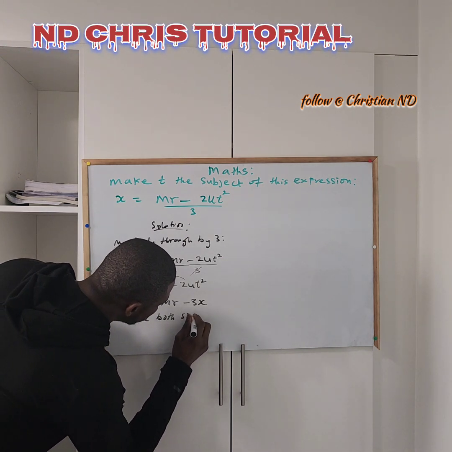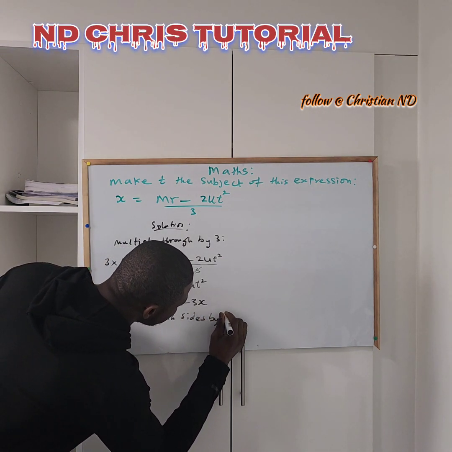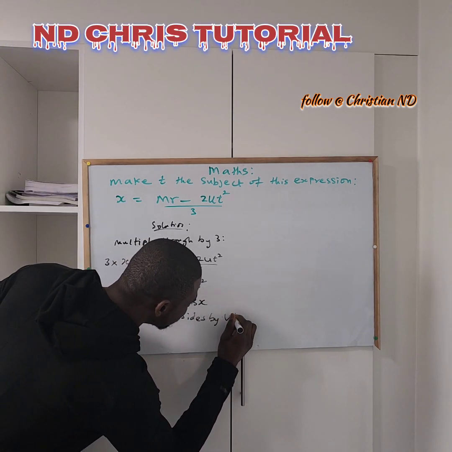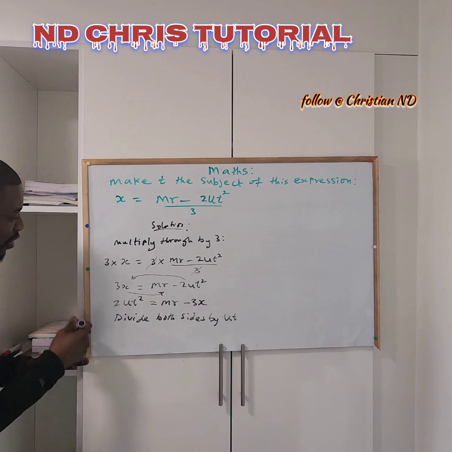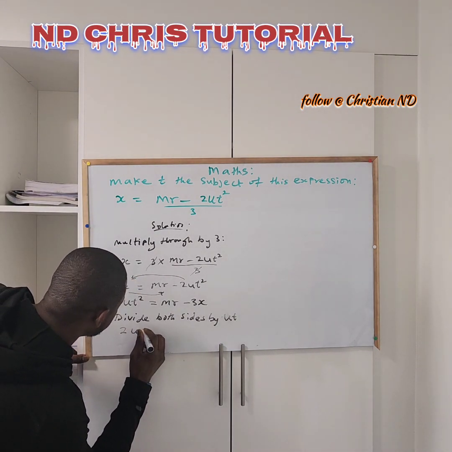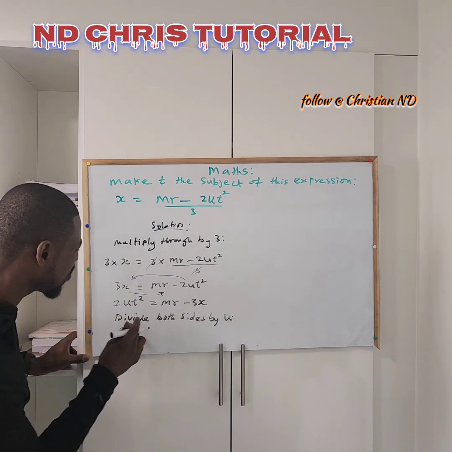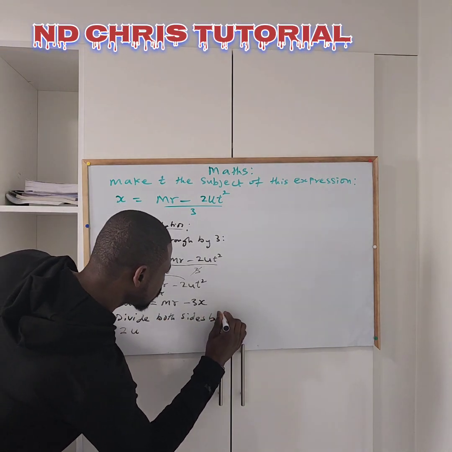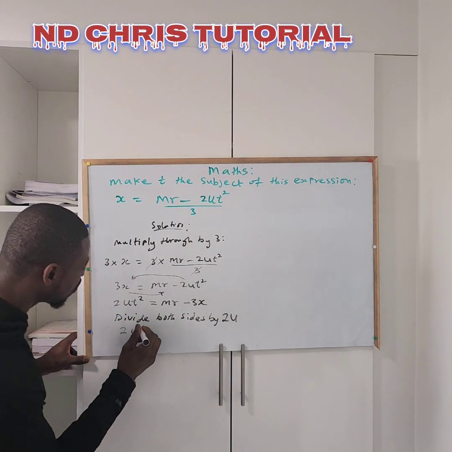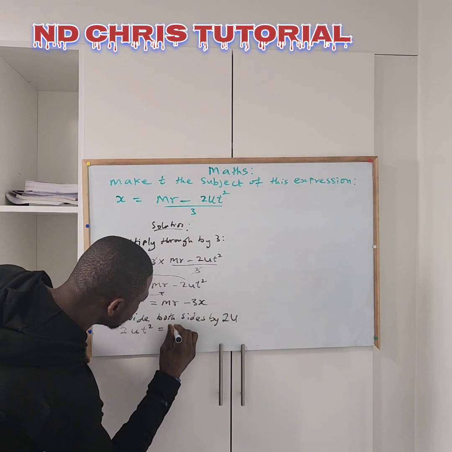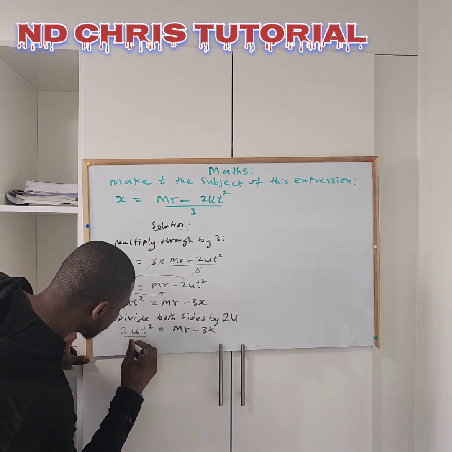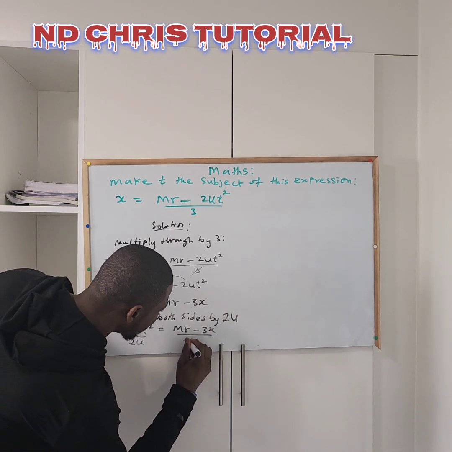Divide both sides by 2u. Who can tell me why? The coefficient is 2u. Divide both sides by 2u, equals mr minus 3x. Divide this by 2u and divide this by 2u.